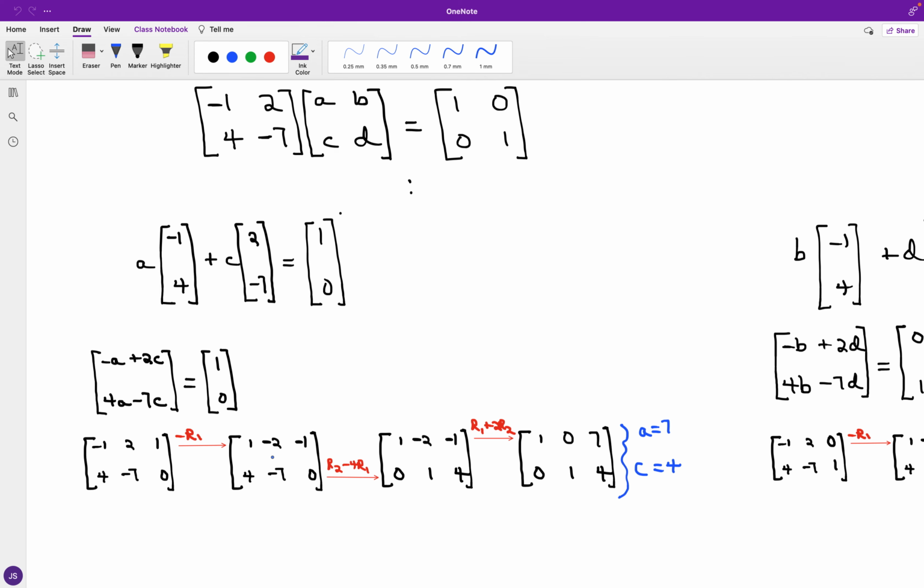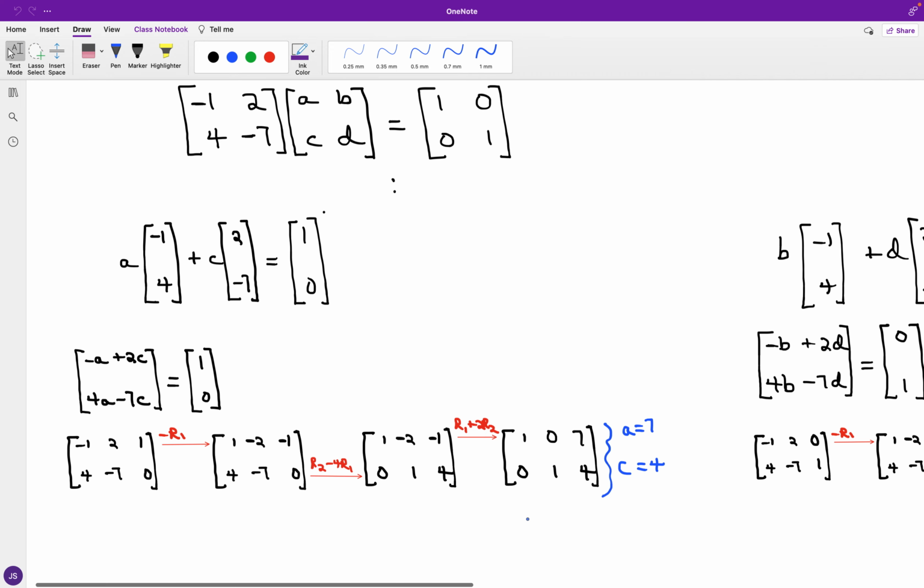And just transforming the 4 to a 0, I'm going to take the second row minus 4 times the first row elements. So 4, negative 7, 0 is going to be changed over to 0, 1, and 4. Then finally getting to reduced row echelon form, if I add twice the second row elements to the first row, I'm going to have 1, 0, 7, while I had the bottom row consisting of 0, 1, and 4. So we're going to have that A is equal to 7 and C is equal to 4.